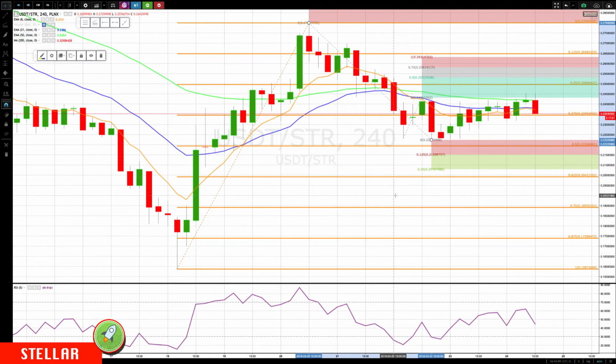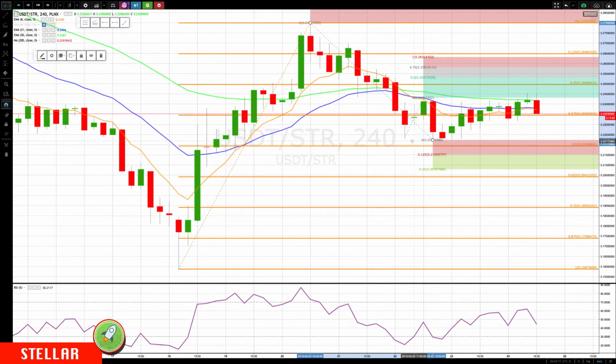Switching over to Stellar. Stellar came down, formed this nice potential double bottom. It's actually a confirmed double bottom, but not triggered for us yet. We also had a divergence down there, so slightly lower price, higher RSI. Coming up here, it needed a close above the 0.243123 level, which we have not gotten yet.